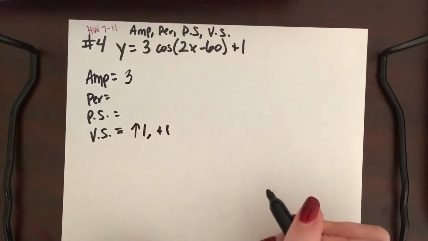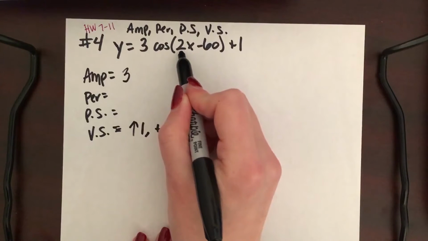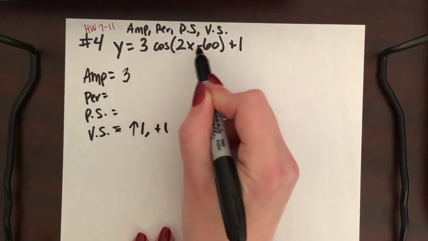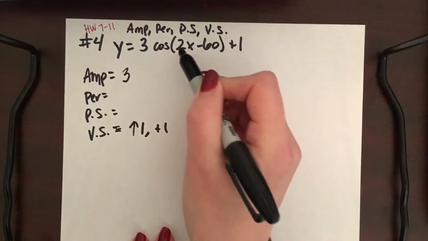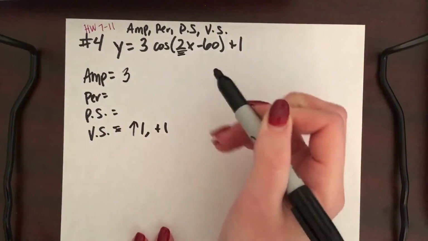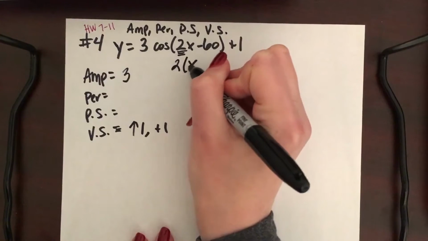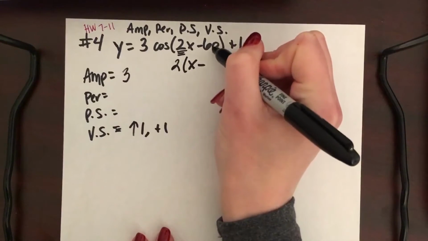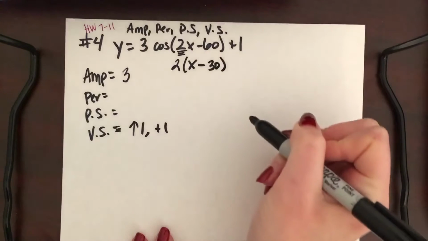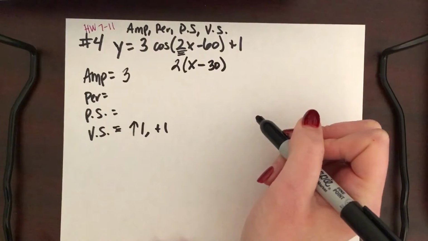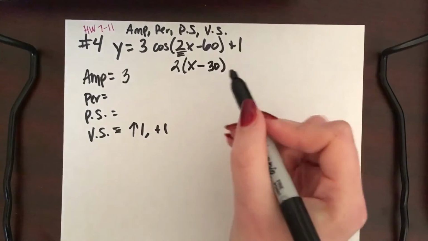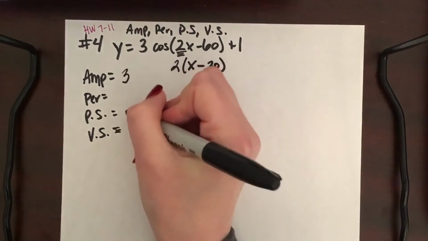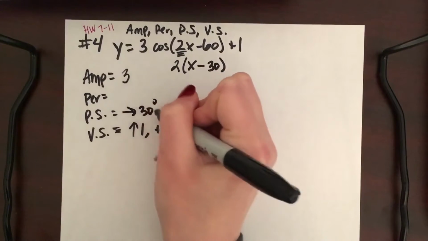Right? Now when we have a period change, which we see by this number being multiplied here, and we have a phase shift when there's something that's being added or subtracted, we have to factor out this number no matter what. So 2 times something to make 60, that would be a 30 right there, right? Oh, this happens to be doing the same thing as the last one, but that's okay. So our phase shift is going to be positive 30, or to the right 30 degrees.